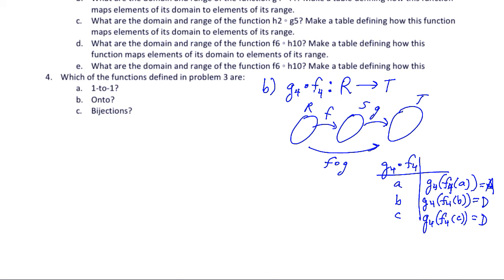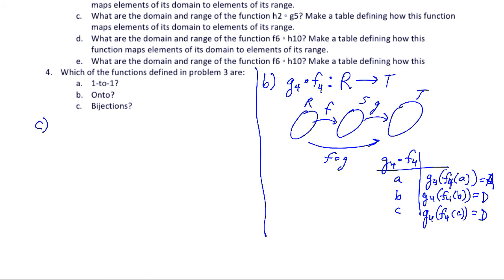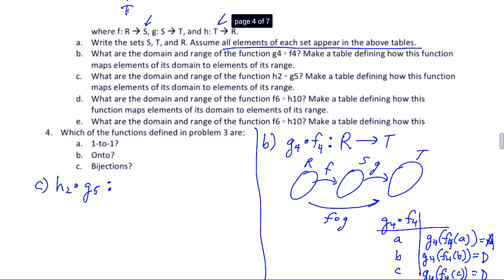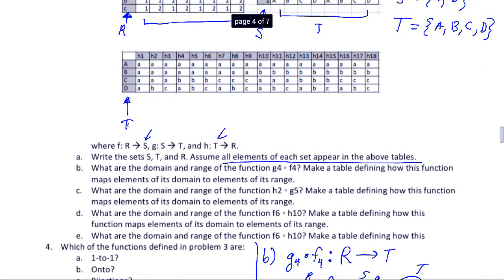For part C, we have to do the same thing. I'll do C over here. Now I've got h2 of g5, and that maps the domain of g, which is S. G maps S to T, and h maps T to R, so we can string them together like this. So this maps S to R. And h2 of g5 maps S to R. And so S is the set {1, 2}.